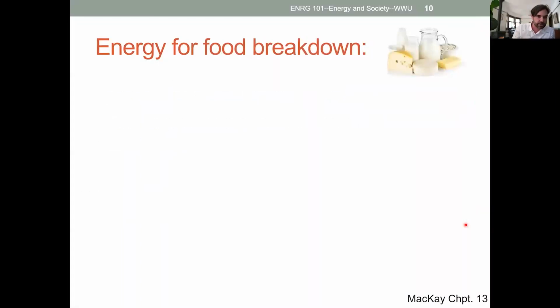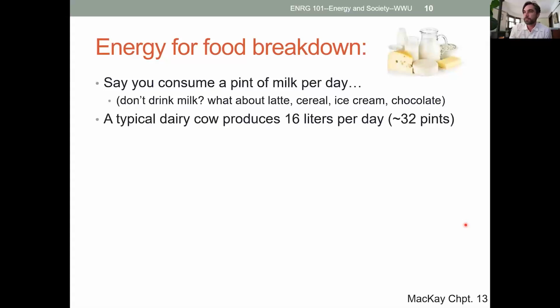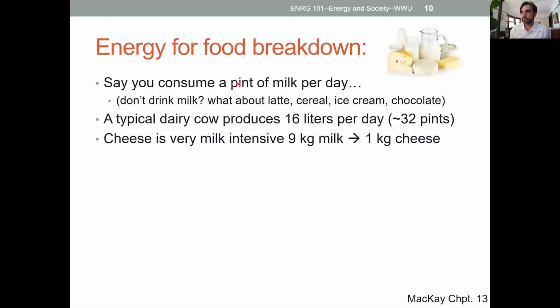Okay, energy for food breakdown. Say you consume a pint of milk per day. If you don't drink milk, you may consume it in other forms. You may have cereal, a latte, ice cream, chocolate or cheese. We're trying to figure out how much energy you actually need to maintain your diet. A typical dairy cow produces 16 liters of milk per day. A liter is about a quart, and a quart is 2 pints, so this is 32 pints. And recall, you consume about a pint a day, and a cow makes 32.